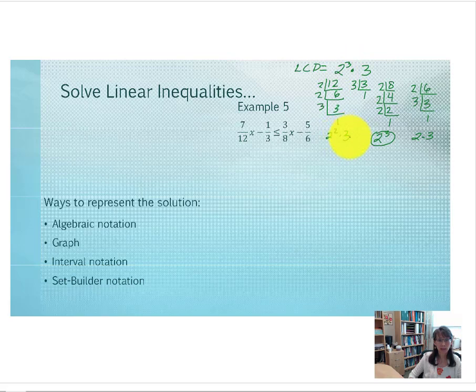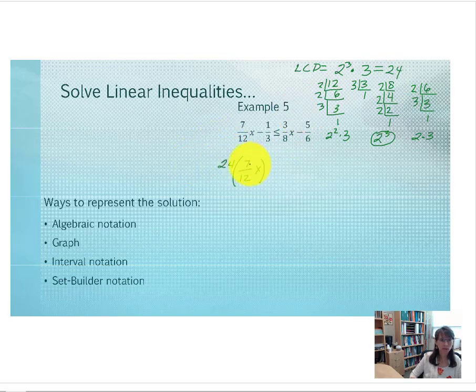Now we'll compare all our factors of 3. 3 to the first power, 3 to the first power, 3 to the first power. All of them are 3 to the first power. So 2 times 2 times 2 makes 8 times 3, which is 24. So I need to multiply every term in the inequality by 24.